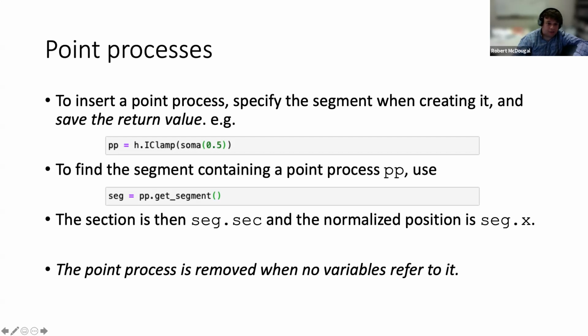But if I have a specific point process, in our case pp, I can always query it. I can always go back and figure out what it was, and where it was. So if I have pp, I can say get_segment, and that's going to return the segment. And then we've already seen, once I have the segment, I can do .sec to get the section, or the normalized position using .x. I can get all kinds of other queries that I can do on this.